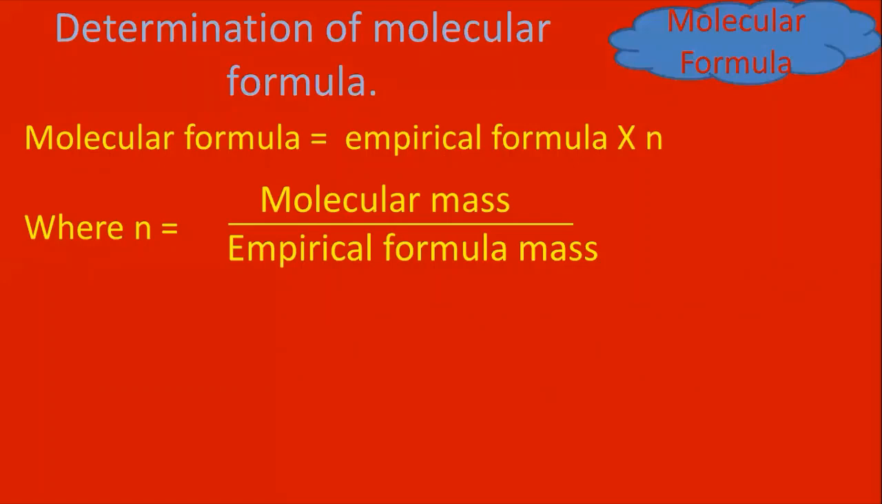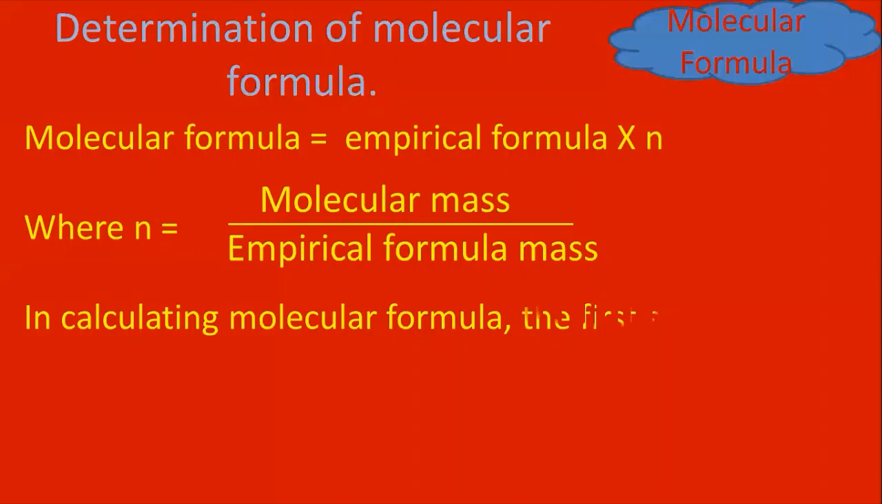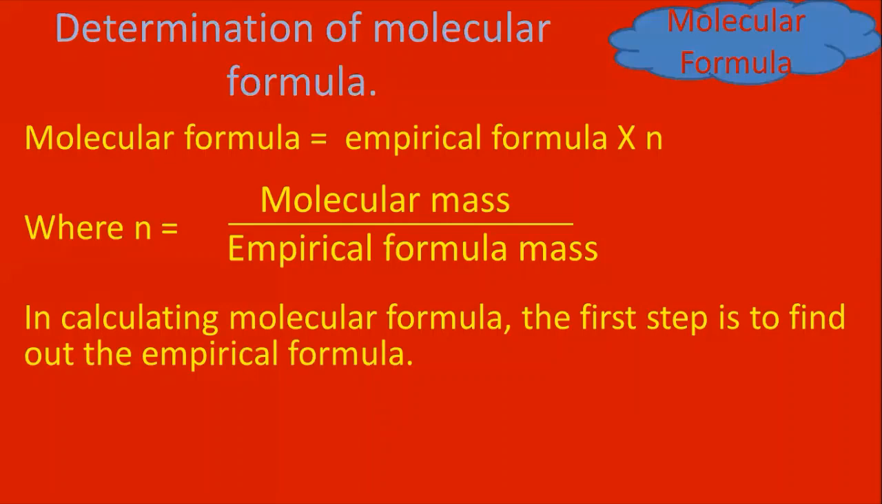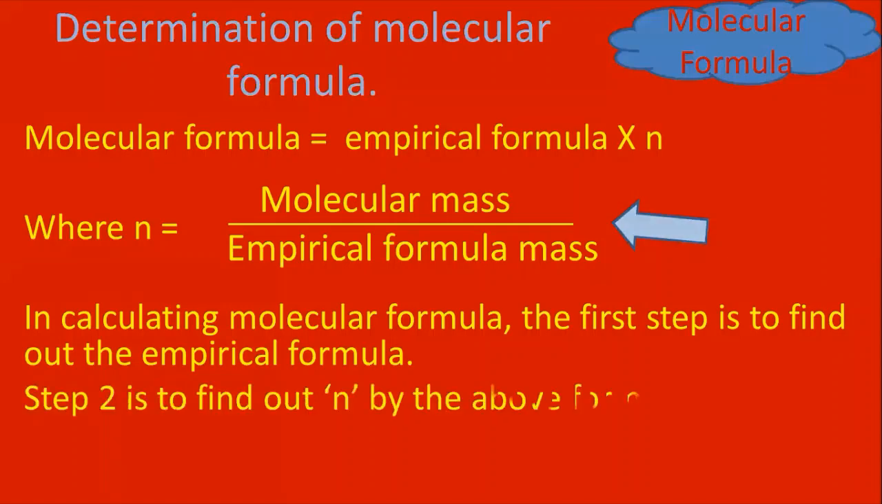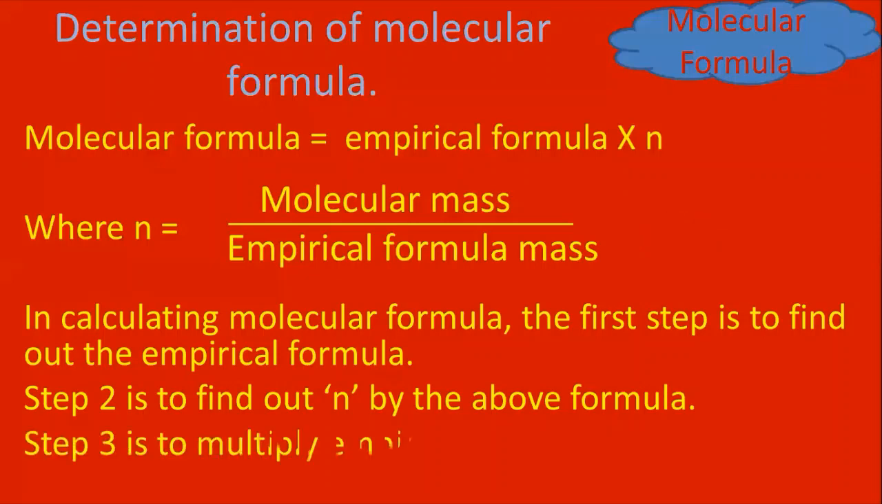Now let us try to understand the steps in determination of molecular formula. The first step is to find out the empirical formula, and in my previous lesson I have already explained how to find the empirical formula, which contains different steps. The second step is to find out N by the above formula, where N is equal to molecular mass divided by empirical formula mass. And the last step is to multiply the empirical formula obtained by N.